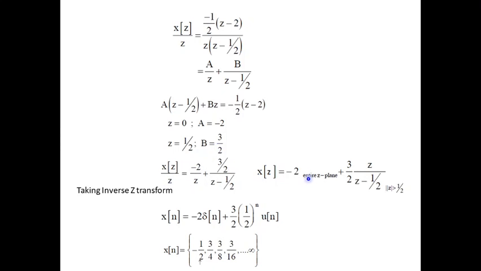Take z to the other side, we get minus 2 with ROC, since there is no denominator, ROC will be the entire z plane, plus 3 by 2 z by z minus 1 by 2, considering it to be a causal system, modulus of z greater than 1 by 2. So taking inverse z transform, minus 2 into delta of n plus 3 by 2 into 1 by 2 to the power of n u of n. Again, just as we discussed in the previous case, you can substitute for all values of n, starting from 0, 1, 2, 3, going on till infinity. You will find the sequence which is obtained.